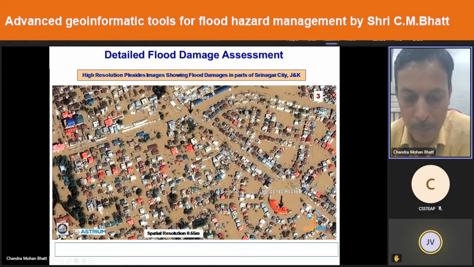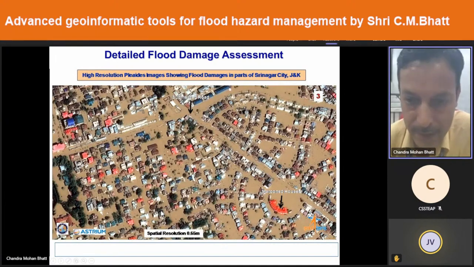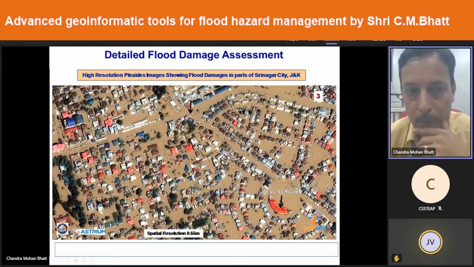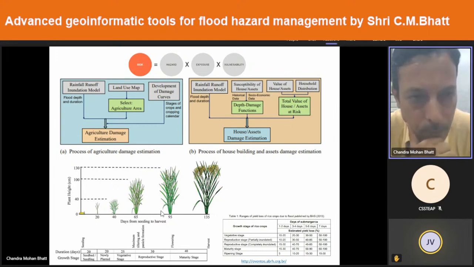So this kind of very high resolution data helps you to identify building footprints, and identify the kind of settlement, whether it is a slum area or a government building, or some kind of school, playground. This will help you to identify those areas. Then once we have the flood hazard layer, we also require the risk.